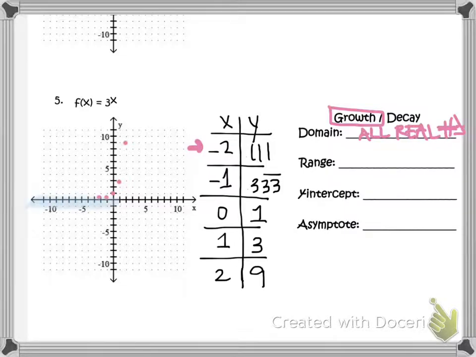My asymptote is going to be the x-axis here, so y equals 0. It's never going to get to that 0. There's nothing I can plug in for x that's going to give me a 0 there. So it's going to touch it very closely. Your y-intercept is going to be (0, 1), because you found it right there. And the range is going to be all values greater than 0.